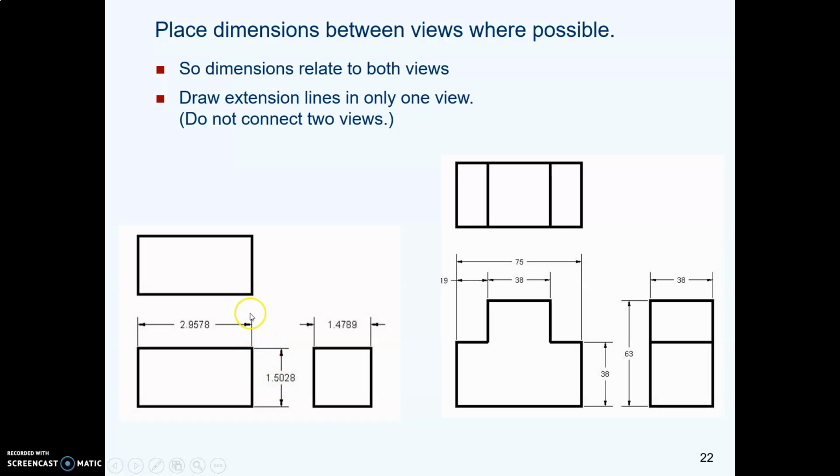Do not have an extension line connecting those two views. This dimension just belongs to one view. This dimension just belongs to one view. So you don't connect them with extension lines. You just try to show the dimensions in between views wherever it's possible.